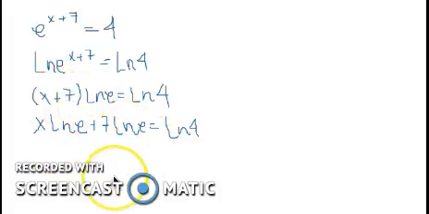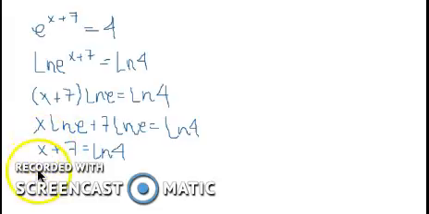So the next step is, well, as you can see, ln(e) can be eliminated because, as we all know, ln(e) is equal to 1. So we are left with x plus 7 is equal to the natural logarithm of 4. So now all we have to do is have the x left only on one side. So here the 7 has to transfer to the other side, as you can see right here.